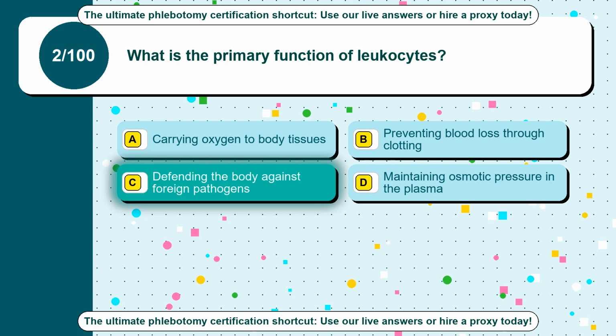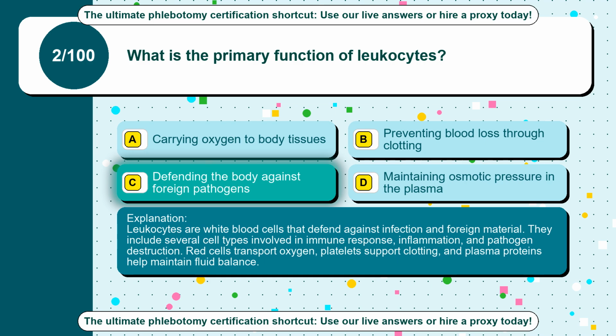The correct answer is option C. Defending the body against foreign pathogens. Leukocytes are white blood cells that defend against infection and foreign material. They include several cell types involved in immune response, inflammation, and pathogen destruction. Red cells transport oxygen, platelets support clotting, and plasma proteins help maintain fluid balance.